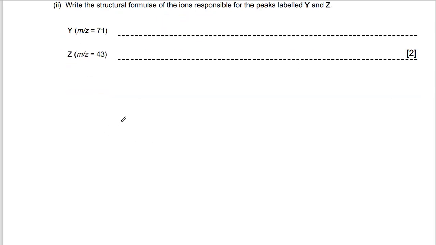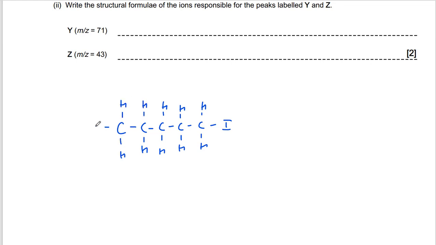If you draw it out, you've got 1 carbon, 2 carbon, 3 carbon, 4 carbon, 5 carbon. You've got 1-iodopentane, and everything else is a hydrogen. This becomes quite the easy task at this point because you need to look at the fragment bit. So let's have a look. So 71 and 43. Now immediately we can actually figure this out.